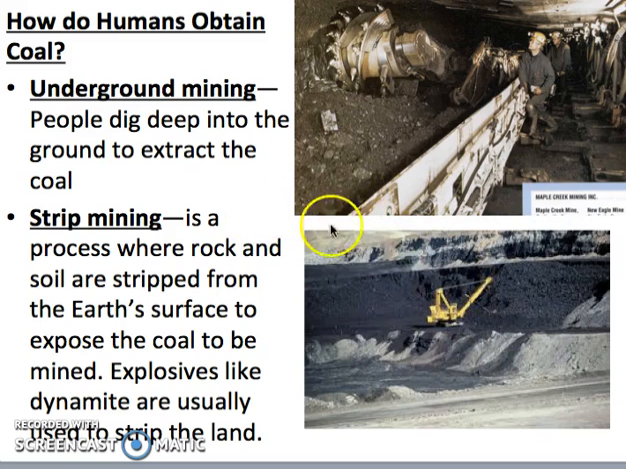So we dug all this, exposed this, and then we grab the coal from here. And with this kind of mining, people don't have to go underground, so it's a little bit safer. But at the same time, you're destroying all the rock that's above there.